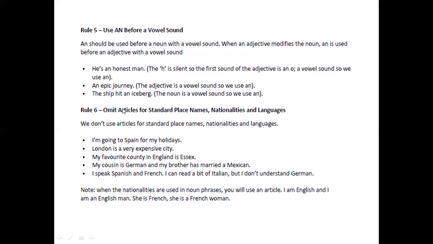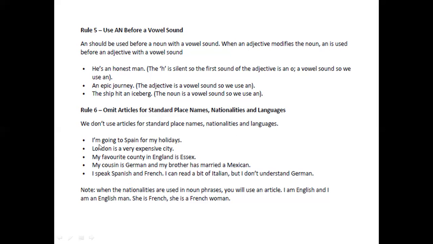Now we are going to see rule 6, where we can omit articles. Omit articles for standard place names, nationalities, and languages. So we don't use articles for standard place names, nationalities, and languages.